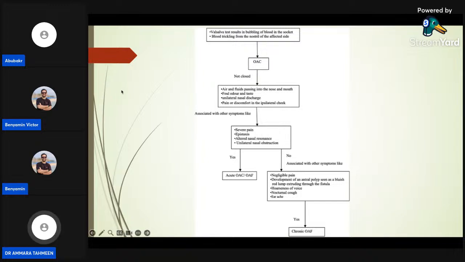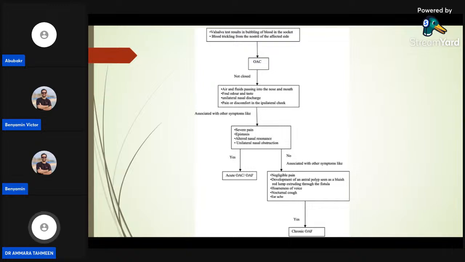If there is an oroantral communication which is larger in size, more than 2 mm, the patient can feel air and fluids passing into the nose and the mouth. They will feel foul odor and taste, and there will be unilateral nasal discharge, and the fluids can move in and out of the oral cavity through the nose. The patient will feel pressure over the affected side, the maxillary sinus.